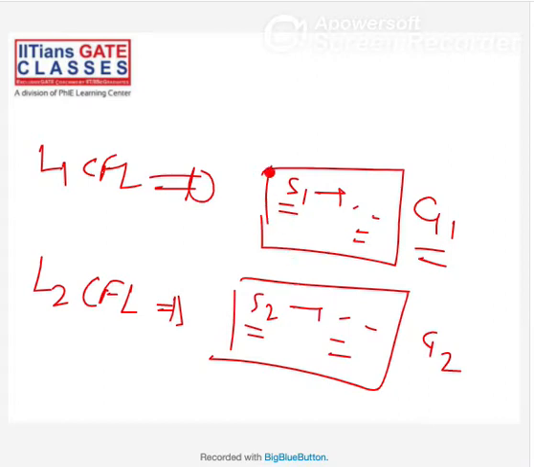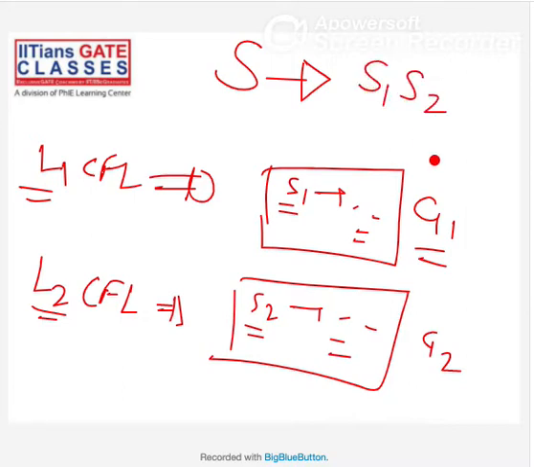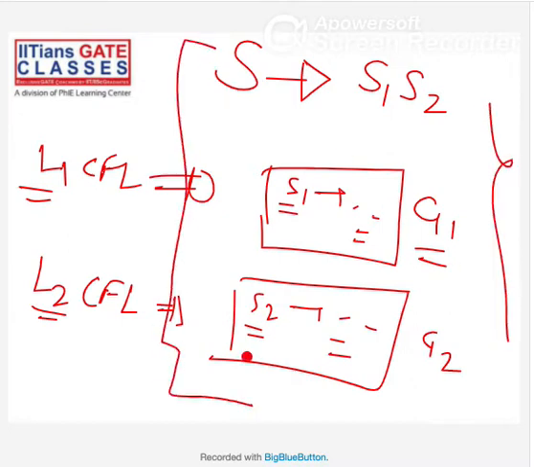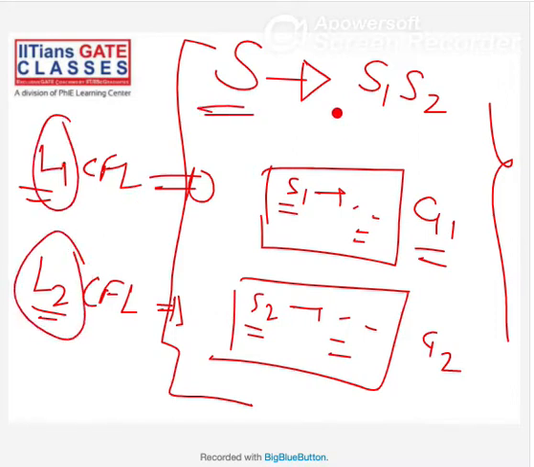Now you want to find the context free grammar for L1.L2. Very easily you can find. What you need to do is just make a new start symbol S, and you send it to S1 S2. Now you can see this complete thing will accept L1.L2. Why? Because S will go to S1 S2. S1 will generate L1, S2 will generate L2. So basically you will get L1.L2.